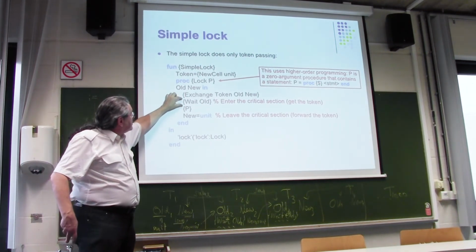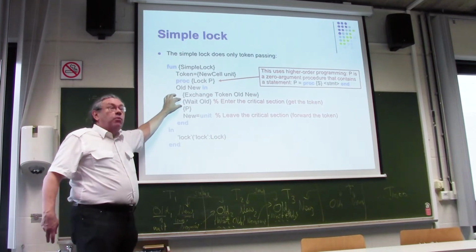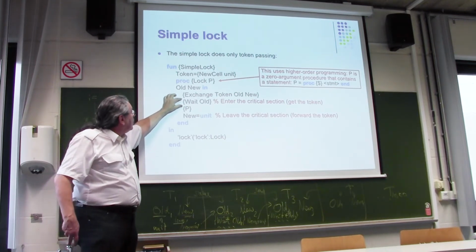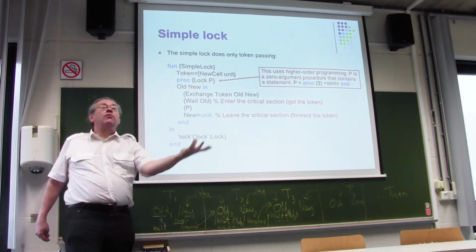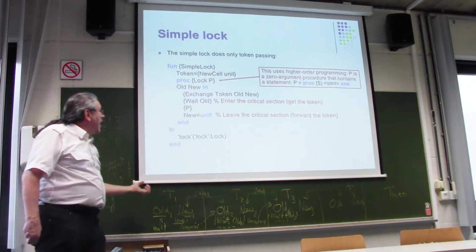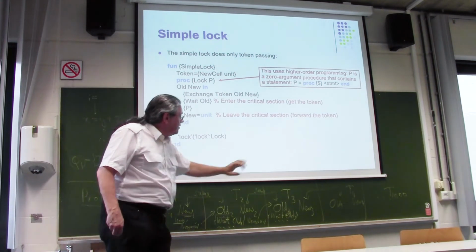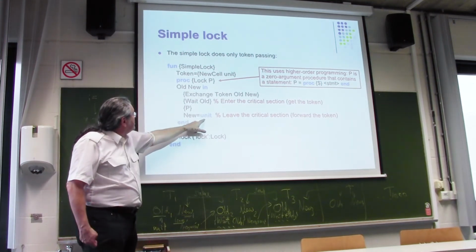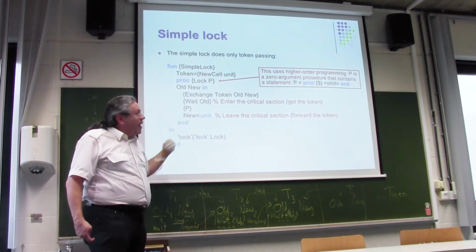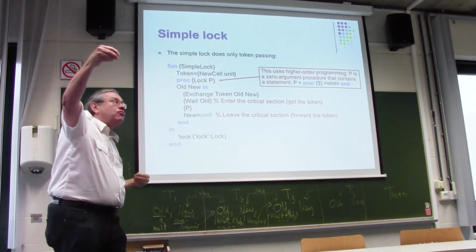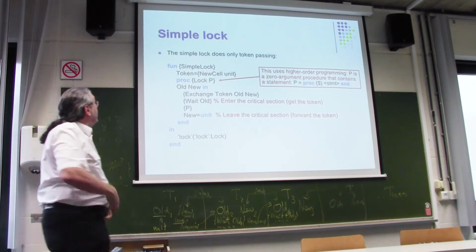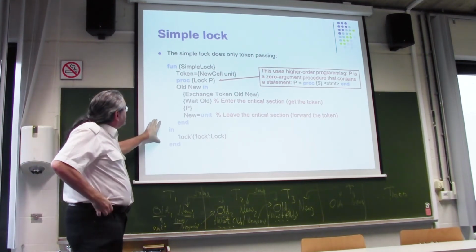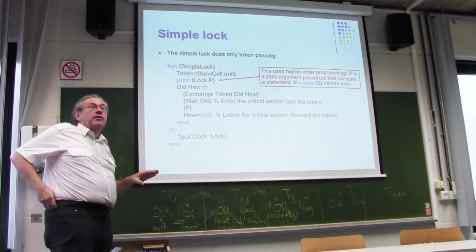So the wait is like the gateway. You're waiting for the token, and the new is, when you leave, to forward the token to the next guy. And if there's no next thread, that's okay. The cell will be unit, and then later on, when a thread tries to get in, it will get in right away, immediately. Okay? So this is token passing.